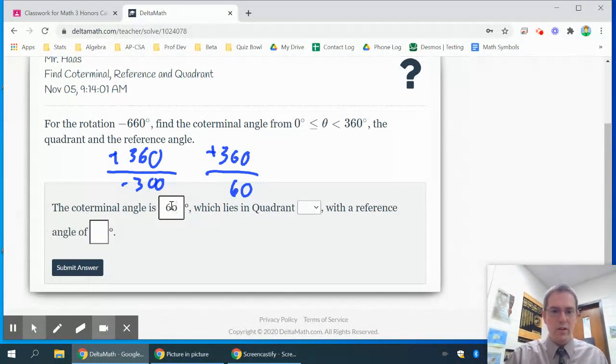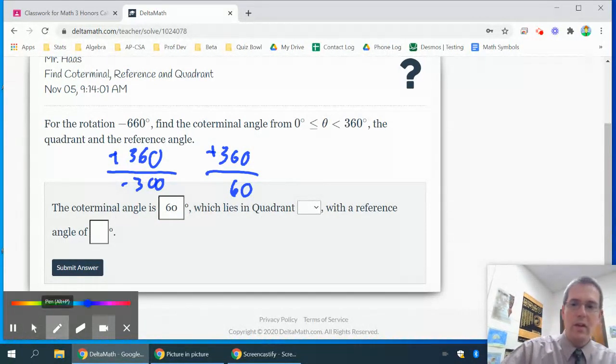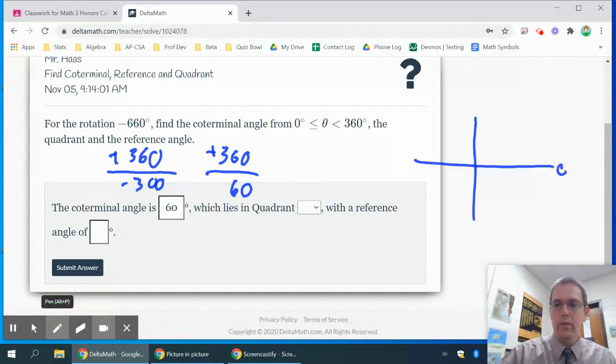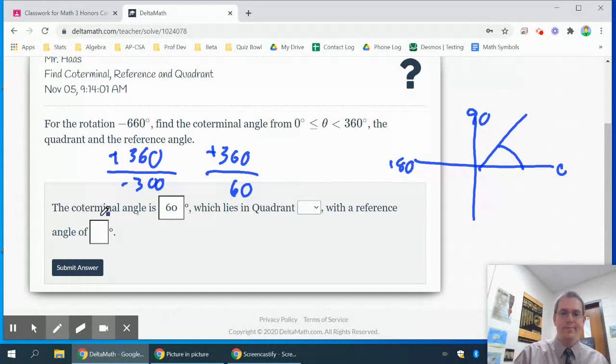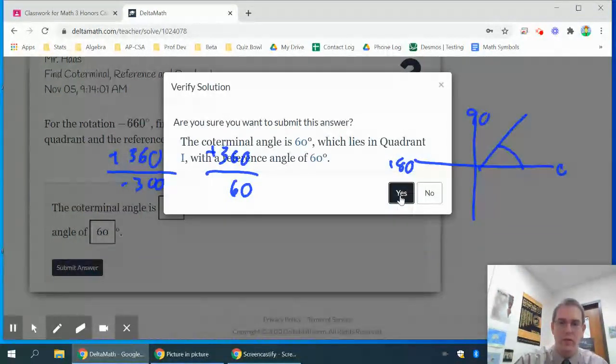Now, for the 60-degree angle, I would need to know what quadrant it lies in. So remember my quadrants: 0, 90, 180, like that. So 60 degrees would be about like that. So it's quadrant 1, with a reference angle of how many degrees? Well, how far am I from the x-axis? And the answer is I am 60 degrees from the x-axis. So that's how you go through that: coterminal, quadrant 1, reference of 60. We'll try one more if there's time.